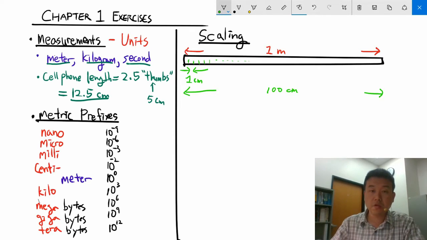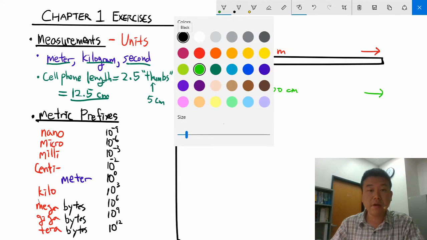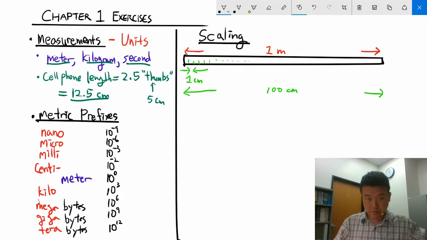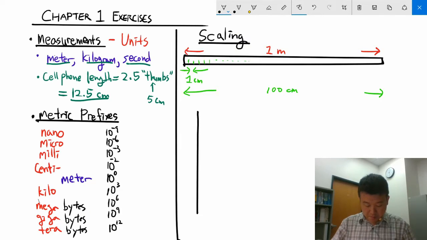So let me draw a square that we can measure the area of. So here's a square. I'm going to say this square is 1 meter in length in all the dimensions. Now, it doesn't look as long as the meter stick. I just shrunk it so that it will fit on the screen.